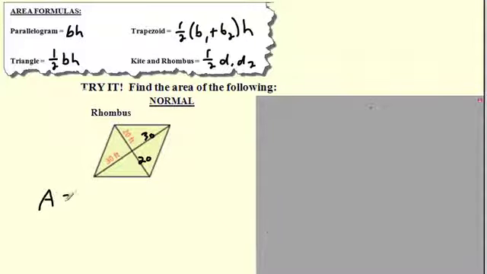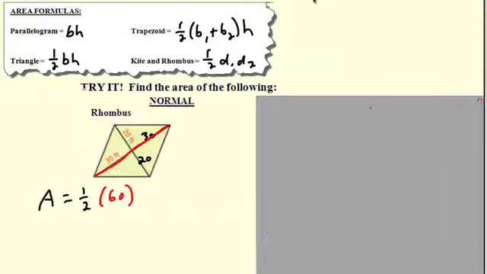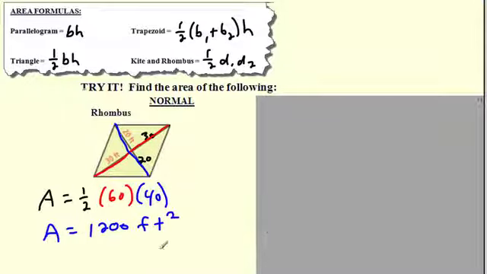Formula says what? 1/2 diagonal 1. So what is diagonal 1? Let's say this is diagonal 1, so 30 and 30 is 60. And what is diagonal 2? It's this one, 20 and 20. So I kind of had to fill in those missing parts to make sure I got it. But there it is. And then multiply this out. Half of 60 is 30. 30 times 40 is 1,200. So this is 1,200 square feet. Awesome. And if you want to go calculator, just go calculator, type it in.